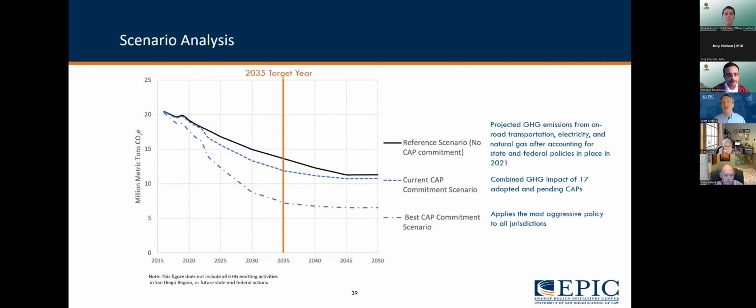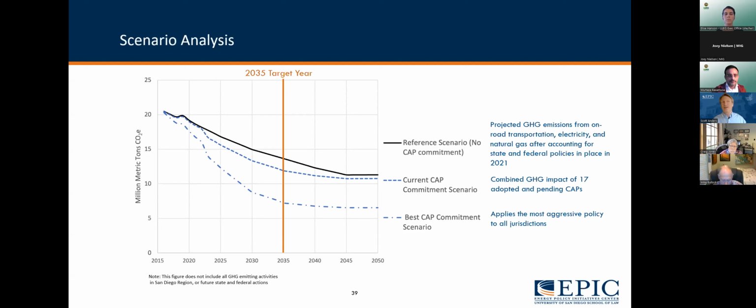As shown in the figure, the current commitments represent a relatively small portion of the amount of reductions needed to reach net zero by 2035, the most common target year, represented by the vertical orange line. For this analysis, we did not assess whether any individual cap meets its target. We also assume that all commitments will be implemented and greenhouse gas targets realized. The lower dashed line shows the greenhouse gas impacts of applying the best cap commitments to every jurisdiction.